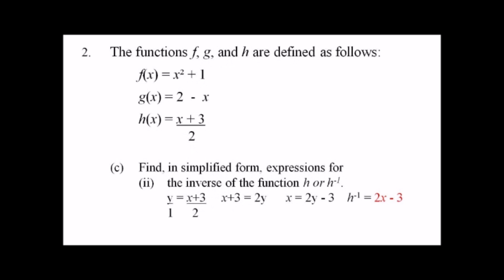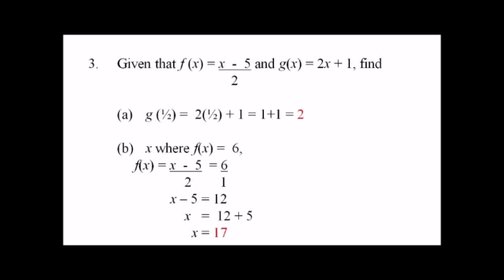And we move on to 2d. And you have to find the inverse of the function h, h to the negative 1. So put y, and you put y over 1 is equal to x plus 3 over 2. And then you want x plus, cross multiply, x plus 3 is equal to 2y. So x equal to 2y minus 3. Replace the y with x. So h to the negative 1 is equal to 2x minus 3. Not 2y minus 3, 2x minus 3 would be your final answer because you have to replace the y with the x to get your answer for the inverse.